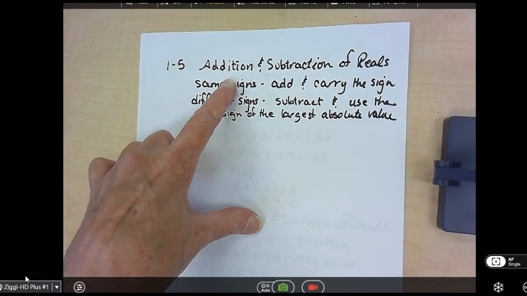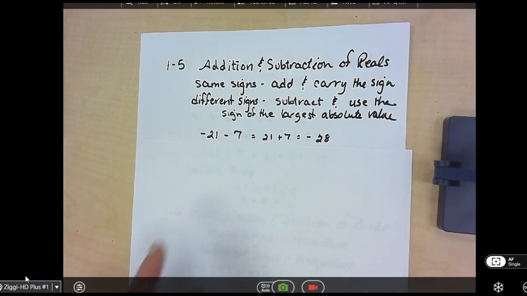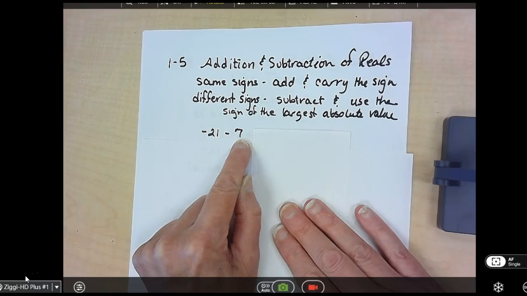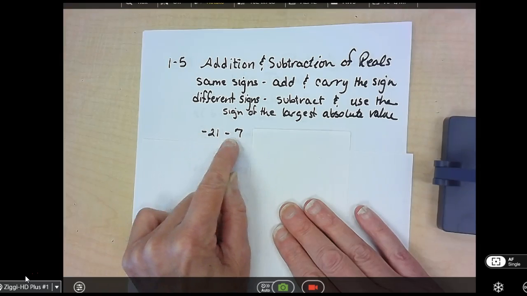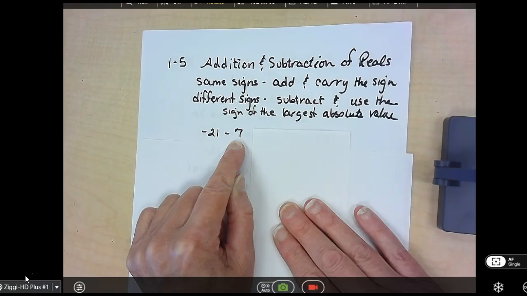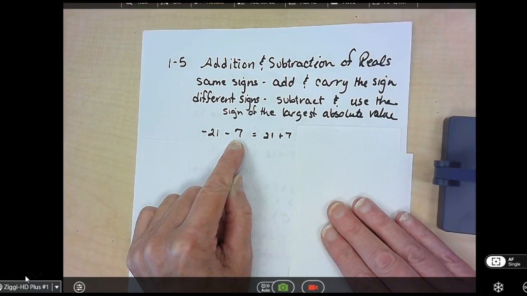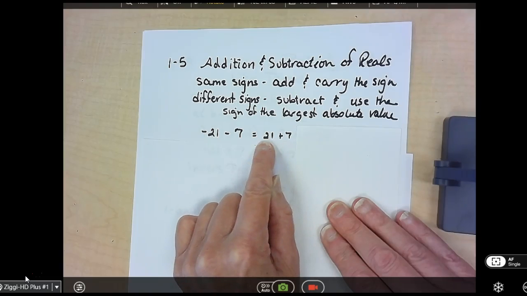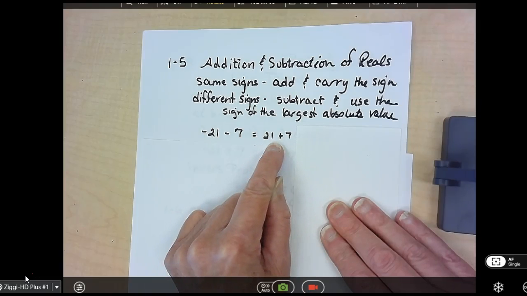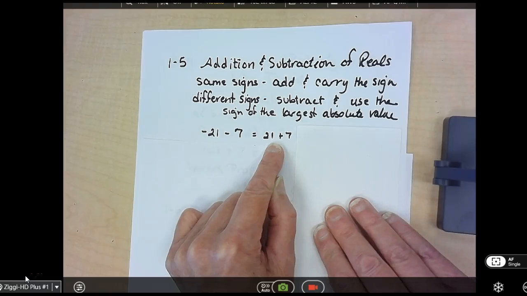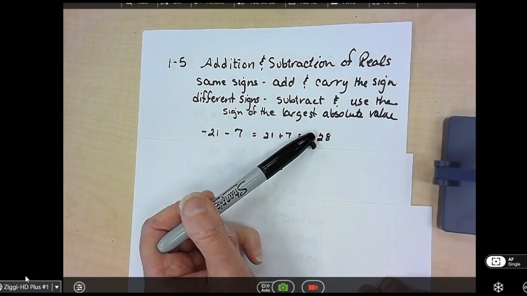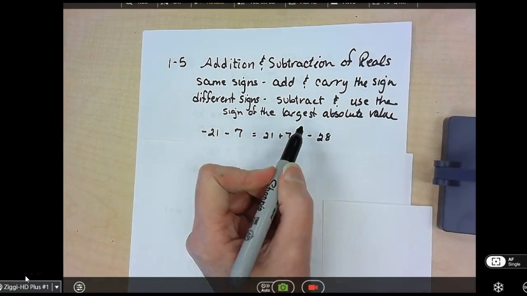And again, this is an addition and subtraction. So if I look at my numbers and I have negative 21 minus 7, those are both minus signs. They're the same sign. So I would take the 21, add 7. I just take the numbers without the signs, add them together, and I get 28. And then I carry the sign. So once I write down my 28, then I write down my negative.